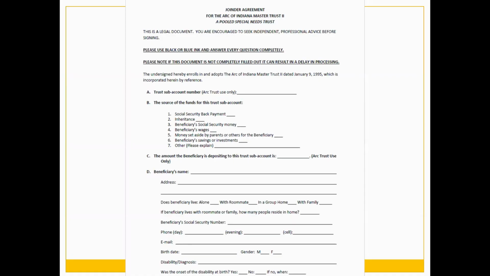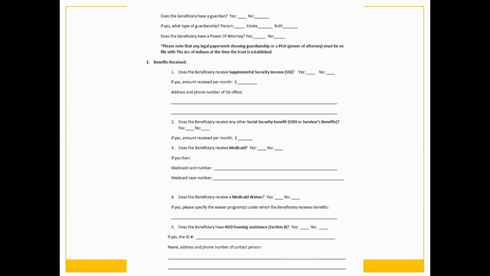So on the first page, we also have sections A and C that are filled out by the ArcMaster Trust. You do not need to fill those out. In Section D, we are also asking for the beneficiary's name, and this is still going to be the person who will be benefiting from the trust. So we'll still want all of the information like we did on the Trust 1 forms. Same with Trust 1, we do ask in Section E about the benefits that the beneficiary is receiving, so you'll want to include all of that information there.